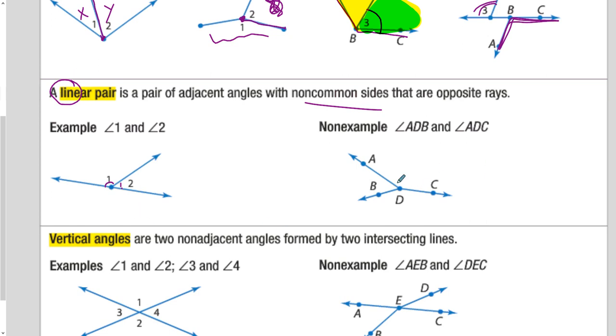Okay. ADB, that's this guy, and ADC, this guy, are not linear pairs because their two non-common sides are not the same line. There's an angle there.